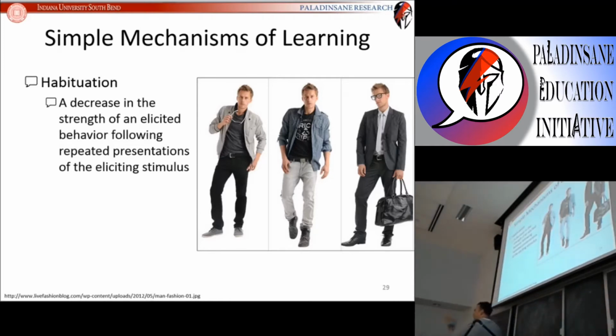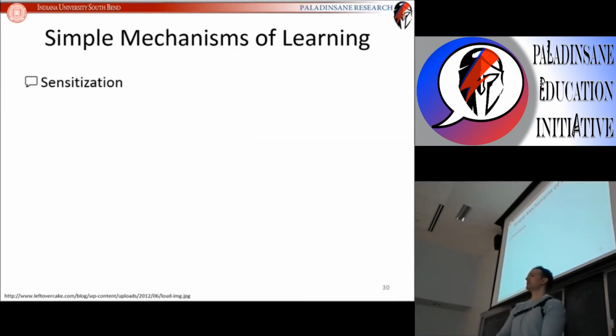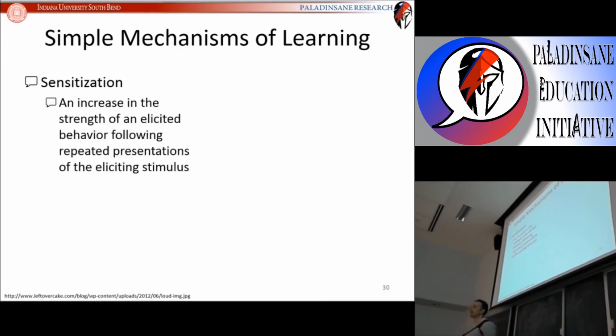Habituation has an opposite process, a flip side to it, and that is called sensitization. Sensitization, like I said, is the opposite of habituation. That's where, through repeated presentations of a stimulus, your response actually increases. So your elicited behavior gets stronger, gets more intense, the more you're exposed to a particular stimulus.